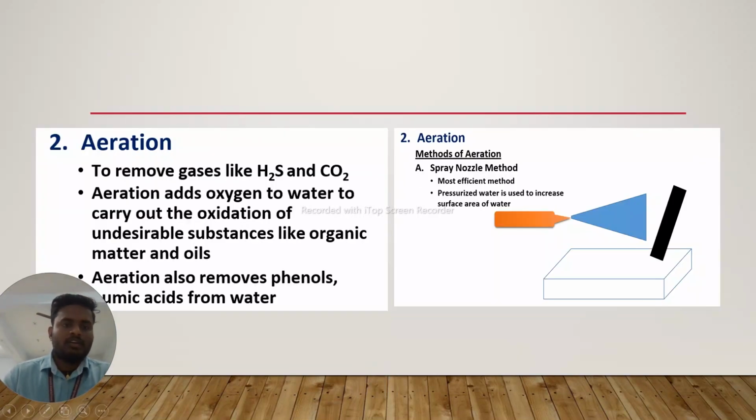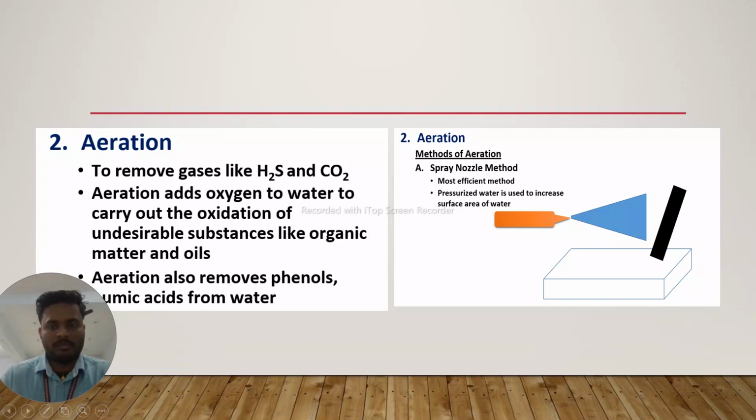Next is aeration, to remove gases like H2S and CO2. Aeration adds oxygen to water and carries out the oxidation of undesirable substances like organic matter and oils. Aeration also removes phenols and humic acid from the water. So what is aeration? Here are the methods of it.